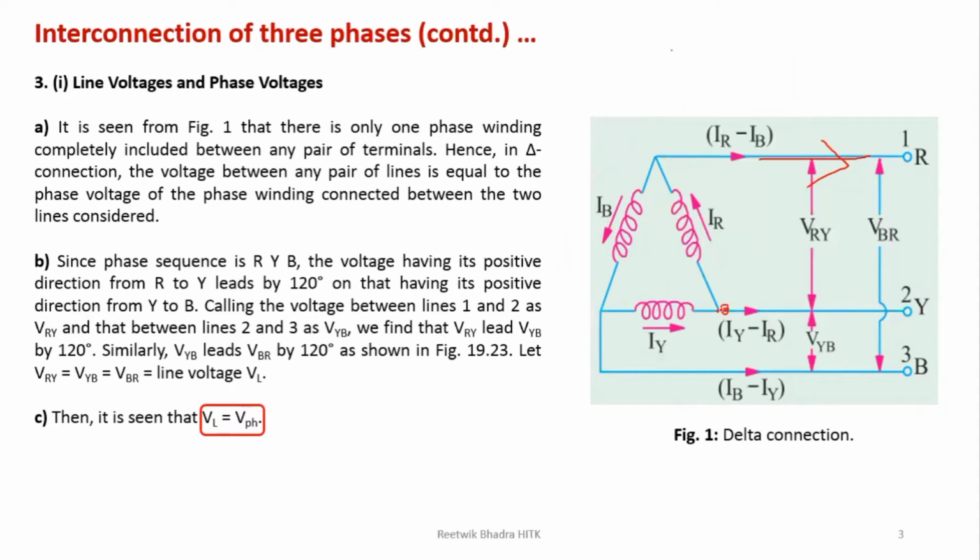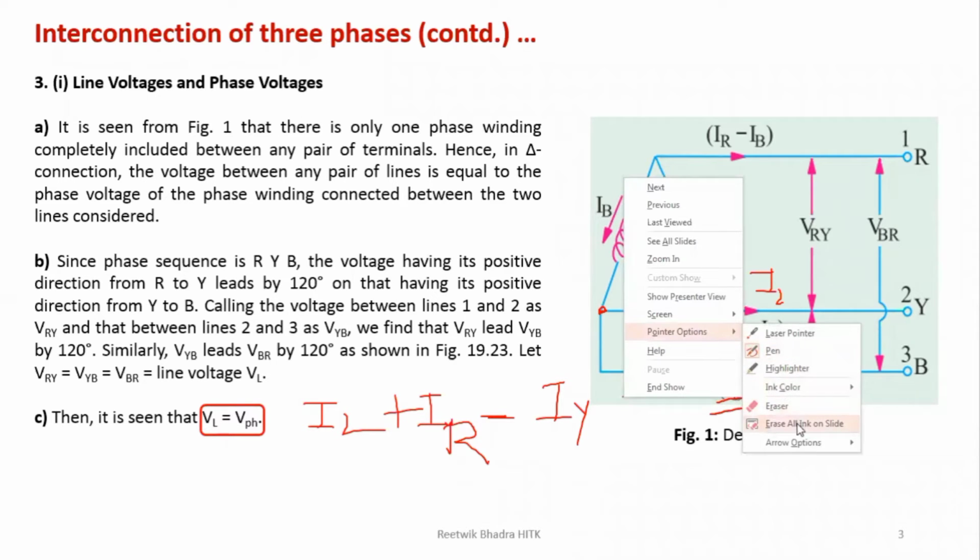If you apply KCL at this point, so this is 2, so let it be I2. So I2 is outgoing, so let me write I2 over here. At this node, which is outgoing? IR. So I can write I2 plus IR. And which is incoming at this node? IY. So equal to IY. So I2 is equal to IY minus IR. See, IY minus IR. Similarly, you can apply KCL at this node and write this equation. I'm leaving this up to you. You can find out it easily.